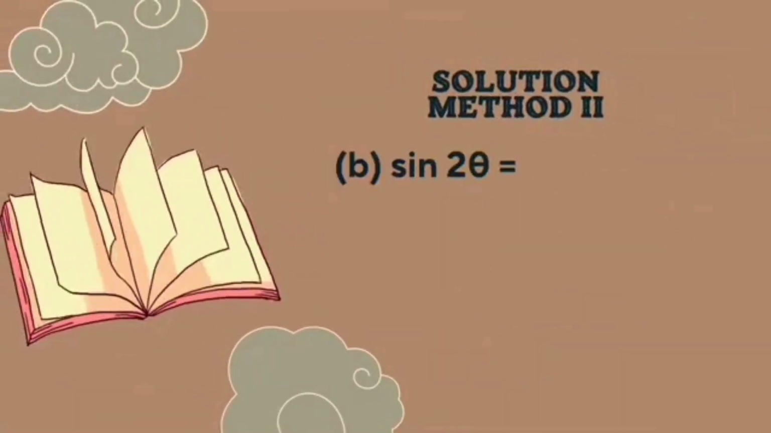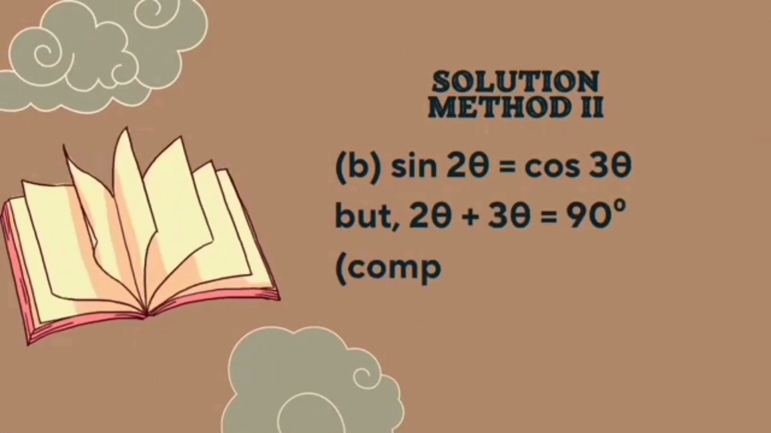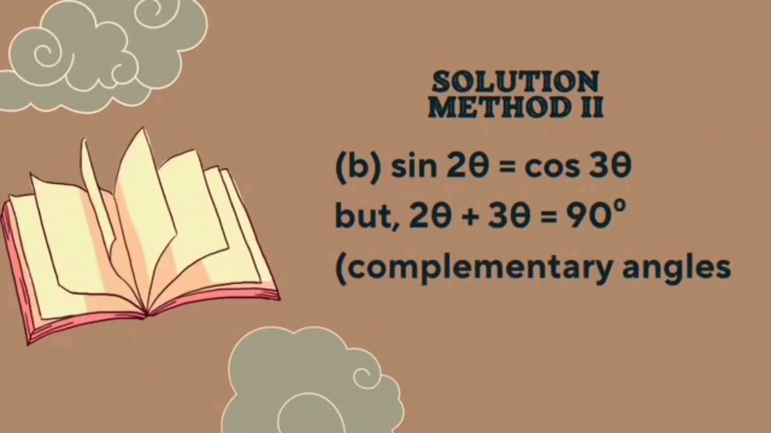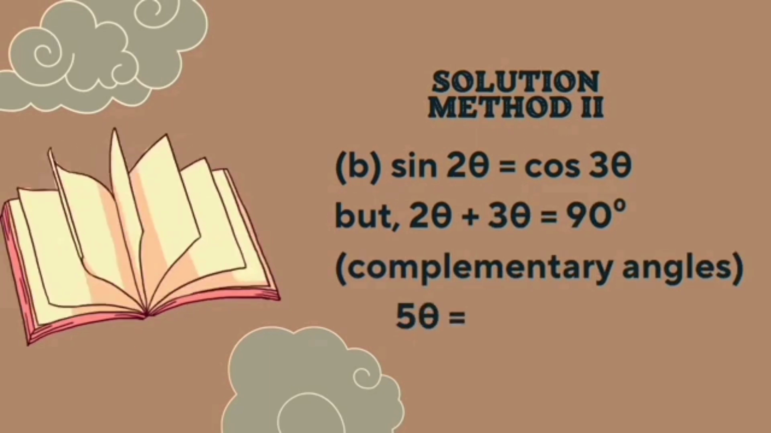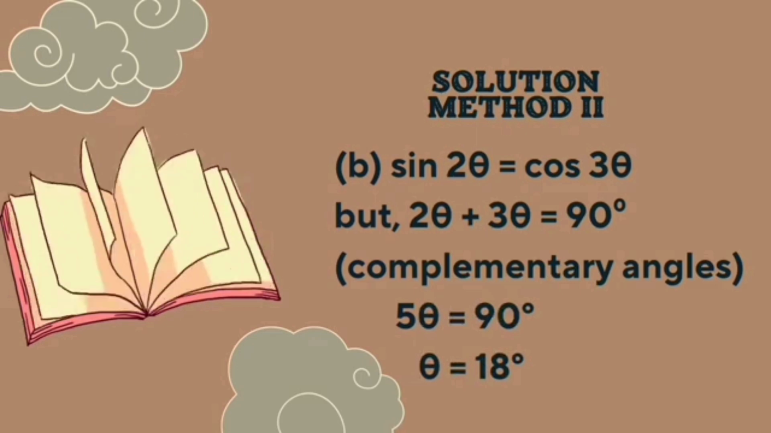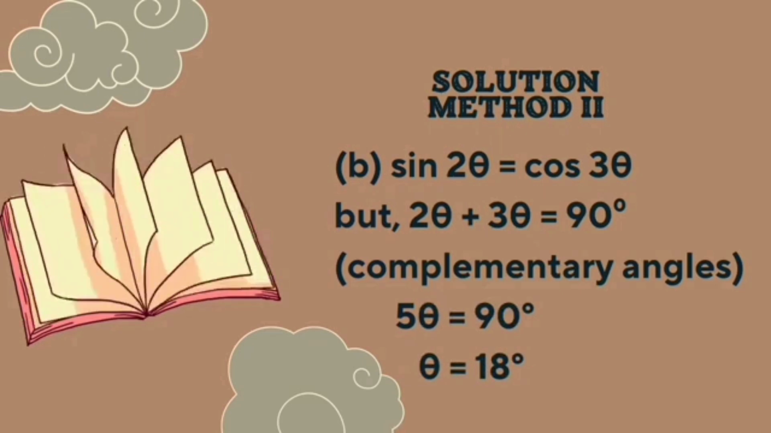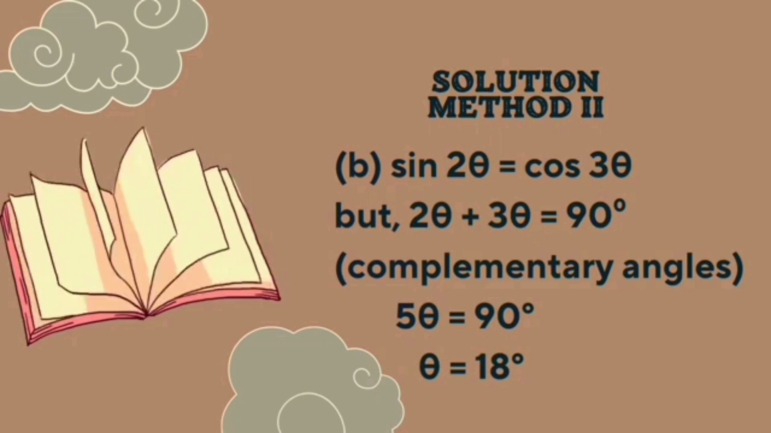Here is solving the second question using method 2. Since sin 2 theta is equal to cosine 3 theta, 2 theta and 3 theta are complementary angles. Adding them to make 90 degrees and solving for theta, theta is equal to 18 degrees.